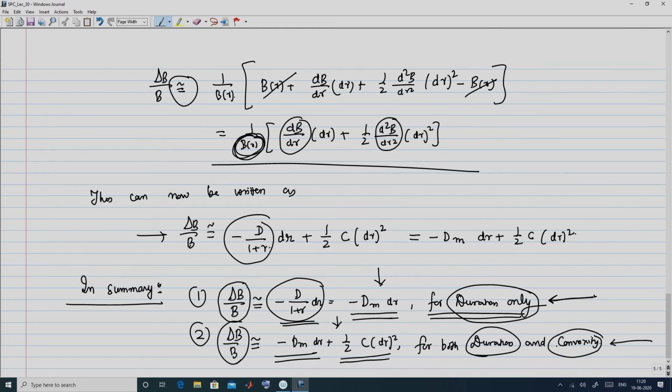So, the addition of the convexity term helps us obtain a correction or a better estimate as compared to the one given by just the duration. And this is an estimation for what? This is the estimation for the percentage change in the bond price as a result of the interest rate moving by some small amount dr.